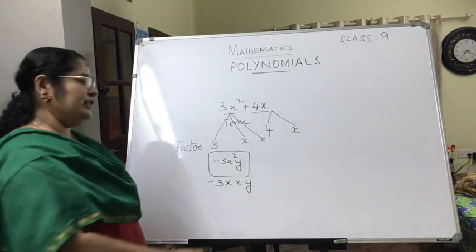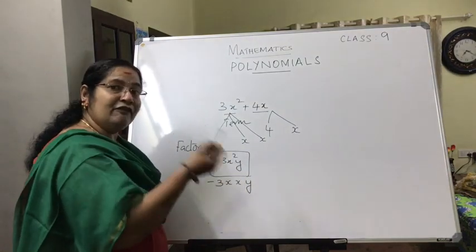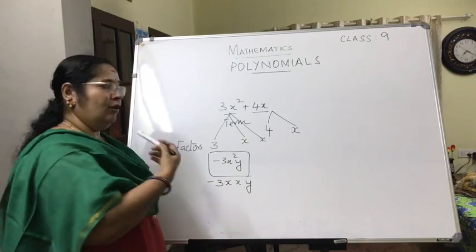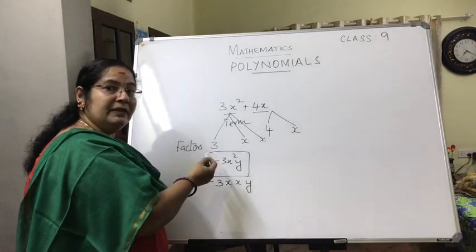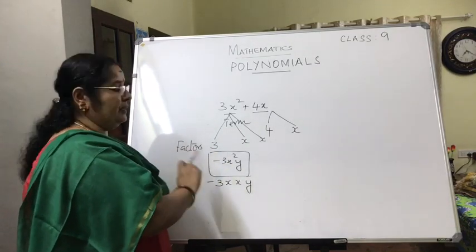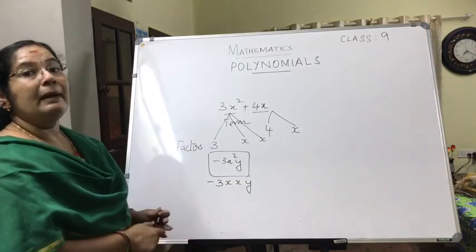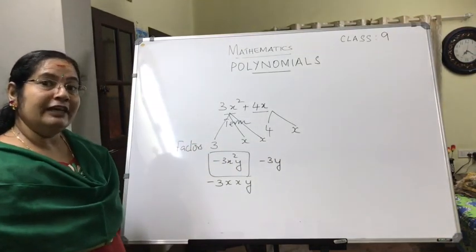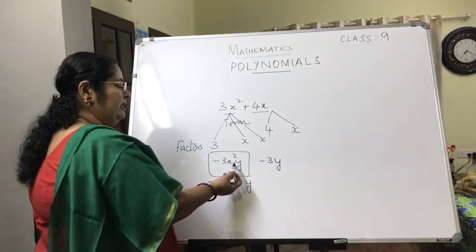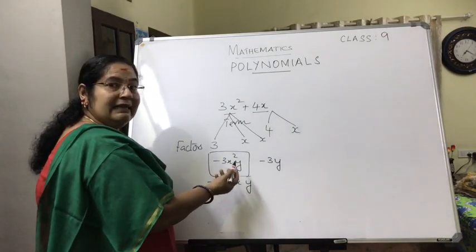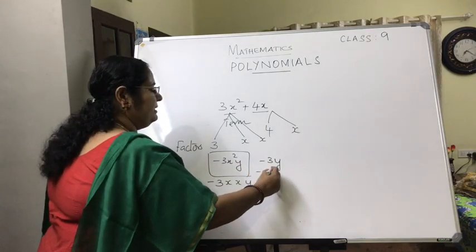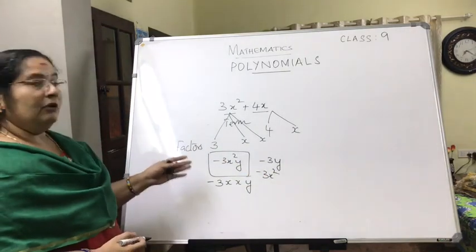How do you find the coefficient? All the other factors other than x square. So all factors other than x square will be the coefficient of x square. So what is the coefficient of x square here? Minus 3y. What is the coefficient of y here? Coefficient of y means all the other factors other than y. So what is the coefficient here? Minus 3x square. So this is about coefficient.